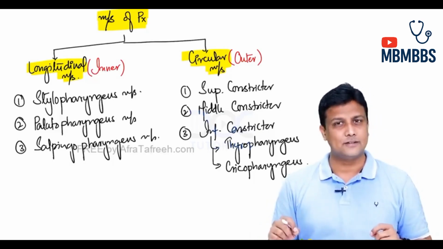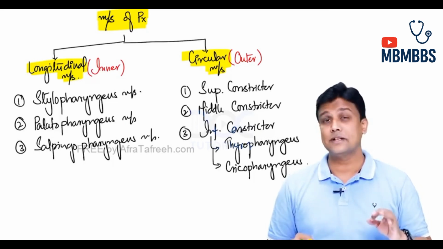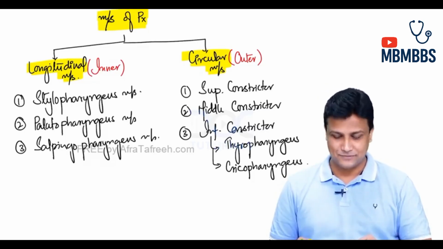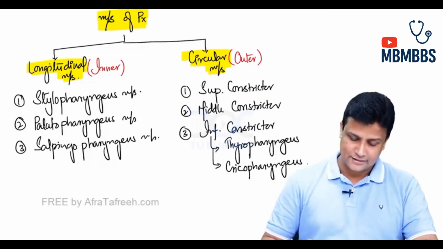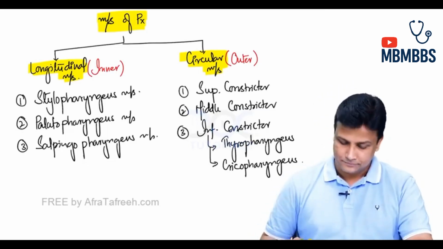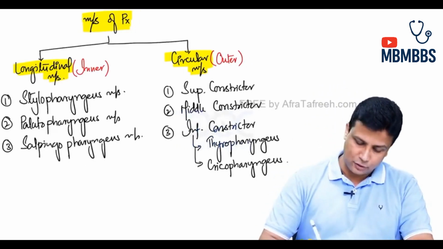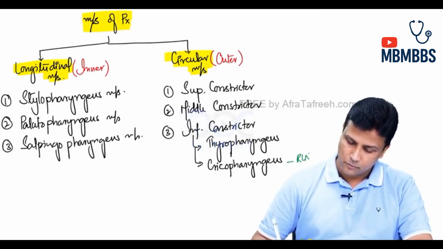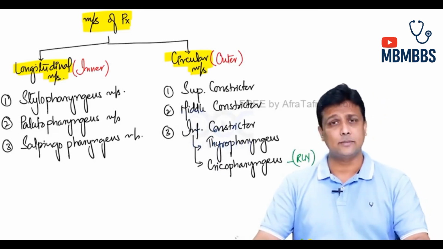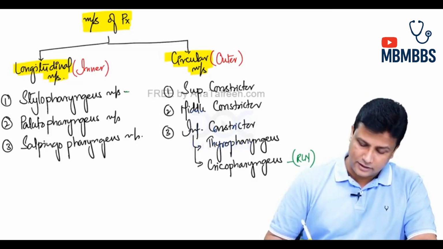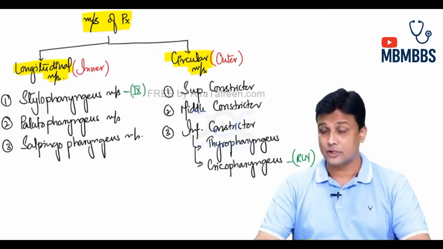All the muscles of the pharynx will be supplied by the vago-accessory complex, except two muscles. And which two muscles? Except which two muscles, guys? One is stylopharyngeus, another one is cricopharyngeus. Now, out of these two, cricopharyngeus is supplied by the recurrent laryngeal nerve. Whereas stylopharyngeus will be supplied by the ninth cranial nerve, that is your glossopharyngeal nerve.